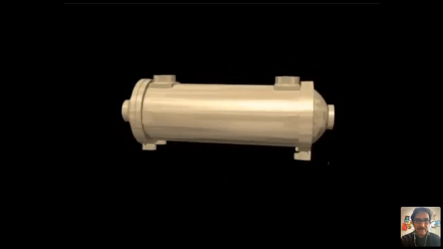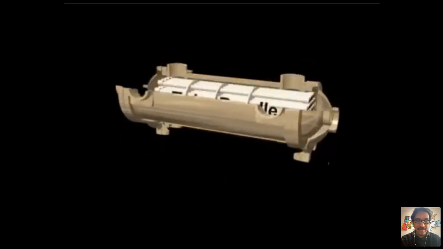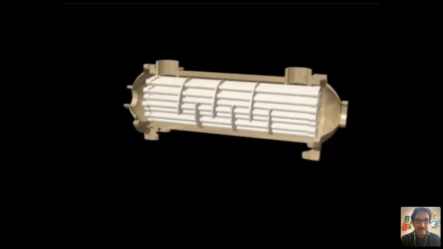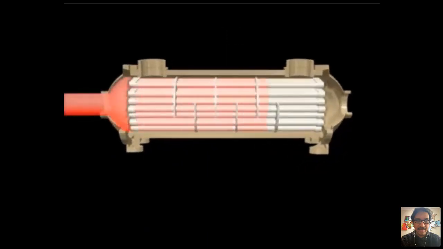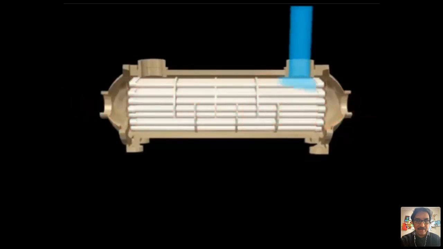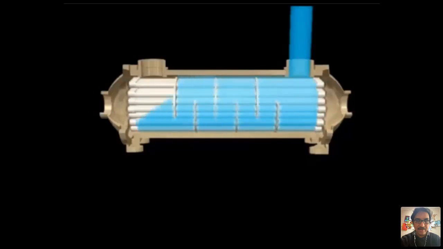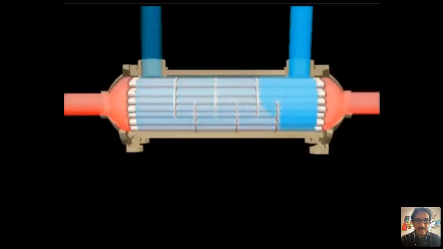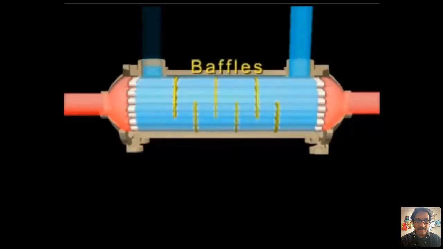A shell and tube heat exchanger consists of a bundle of tubes placed inside a larger tube, which is called the shell. The tube fluid, usually the process fluid, flows through the tubes in one direction. The shell fluid, usually the utility fluid, flows through the shell and around all of the tubes in the opposite direction. This is called a countercurrent design. The shell contains baffles to support the tubes and repeatedly redirect the shell fluid across the tube bundle.